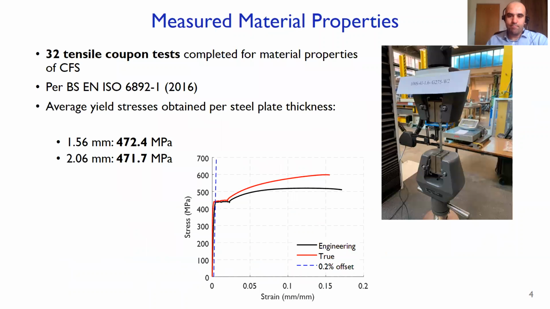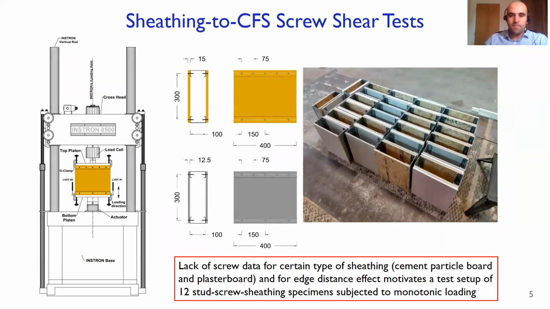As part of the experimental work, 32 steel tensile tests were completed, and the average yield stress at 0.2% offset was determined to be 472 and 471 MPa for 1.6 and 2 mm thicknesses, respectively. This figure shows an example of test data. Raw test data was recorded as engineering stress and engineering strain, and therefore conversion to true stress and true plastic strain was carried out.